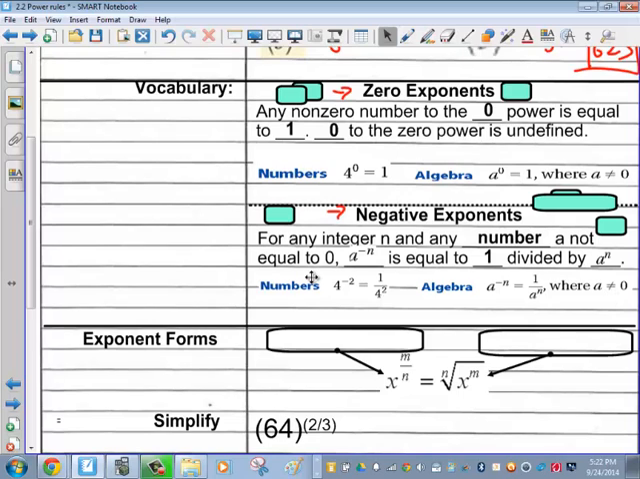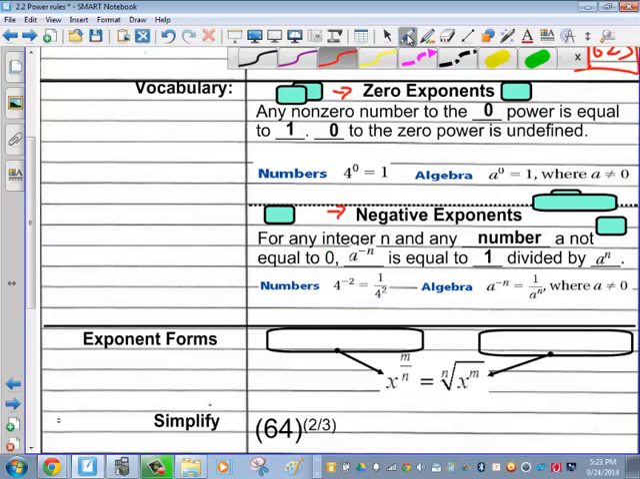So here's your example here. We got 4 to the negative 2 is equal to 1 over 4 to the second power. So pretty much you just take this and you move it to the denominator, and it will make it a positive exponent. You could actually swap it to go the other way and make it a positive exponent on the numerator if this was a negative on the denominator.